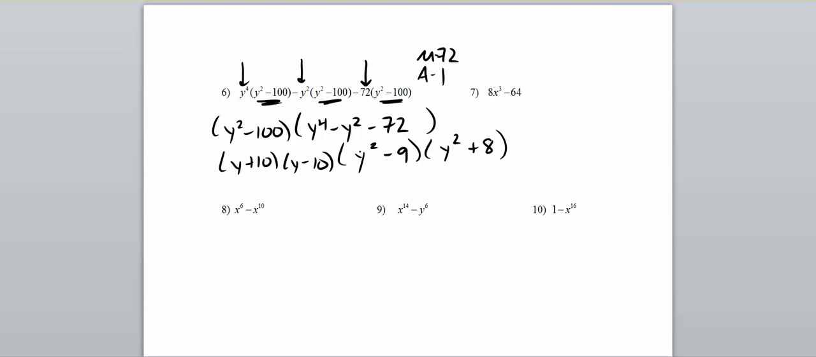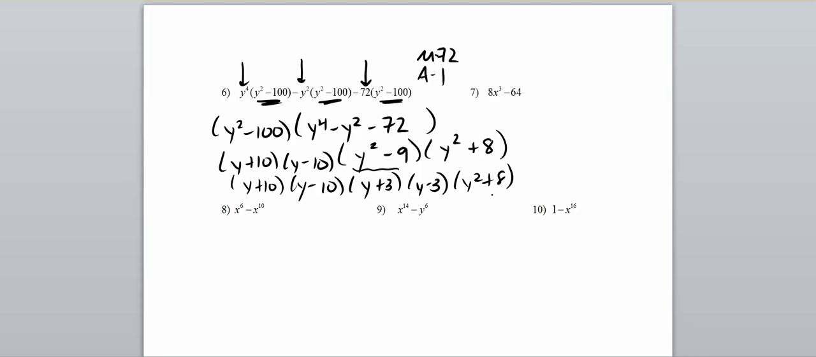When you have things that are y to the fourth, after you factor them, you've got to continue to look to factor because this will factor again, right? Y squared minus 9 is a difference of perfect squares. So I'm going to write down y plus 10, y minus 10. I'm going to factor y squared minus 9 to y plus 3, y minus 3. And then I'm going to bring down the y squared plus 8. And that'd be my final answer.